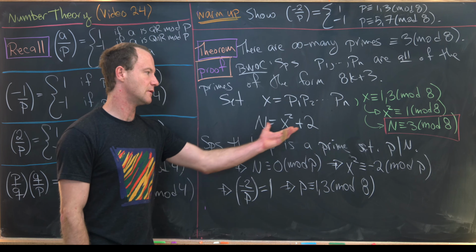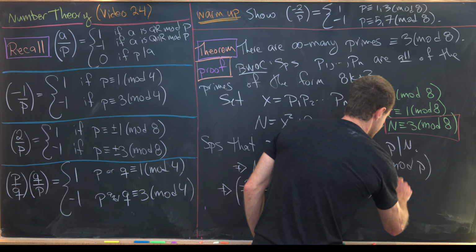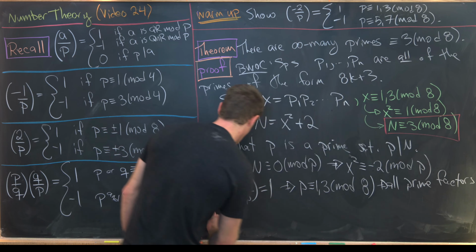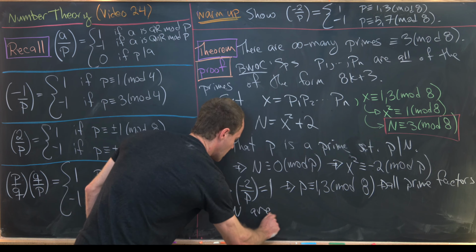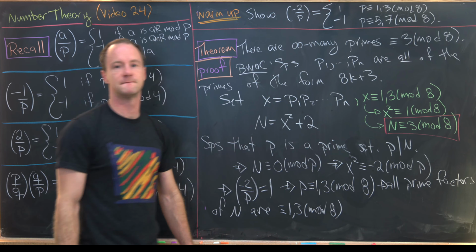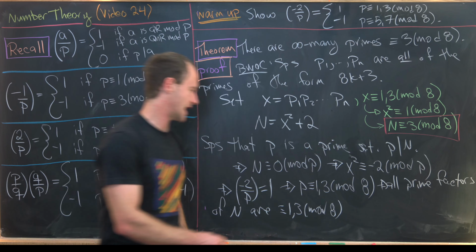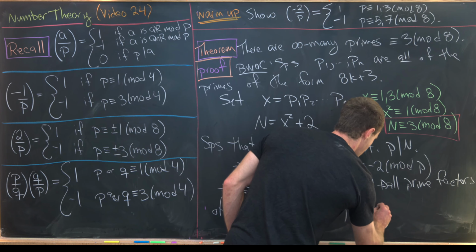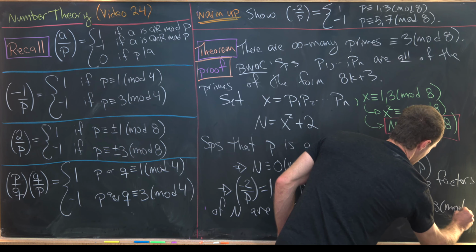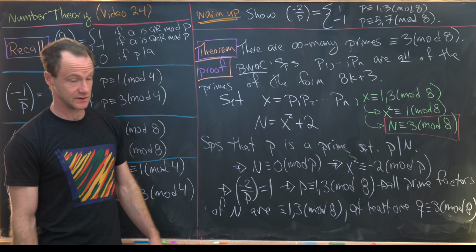But now since this p was an arbitrary prime divisor of n, that means that all prime factors of n are congruent to 1 or 3 mod 8. Great. Now I want to argue that at least one of them is congruent to 3 mod 8. I'm just going to write that down now. At least one, I'll call it Q, is congruent to 3 mod 8. And I'll explain why verbally. You can write this down if you need to.